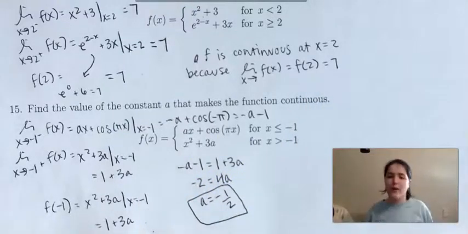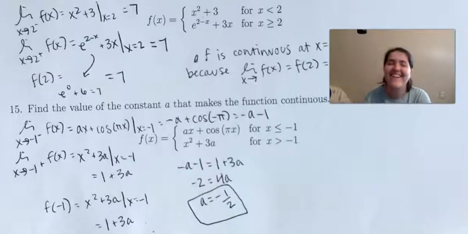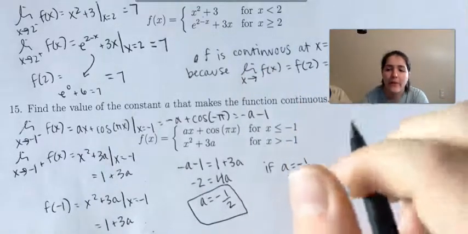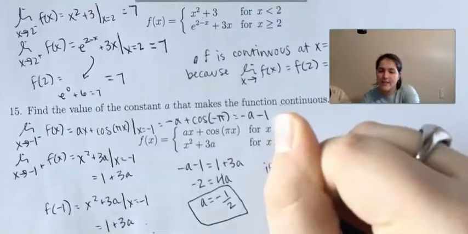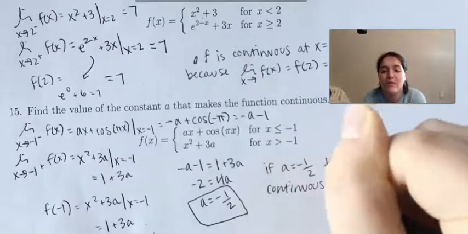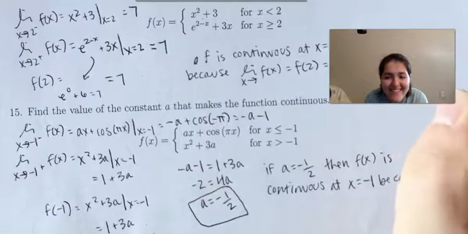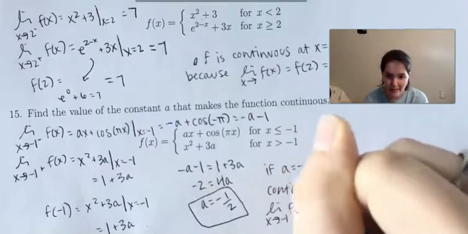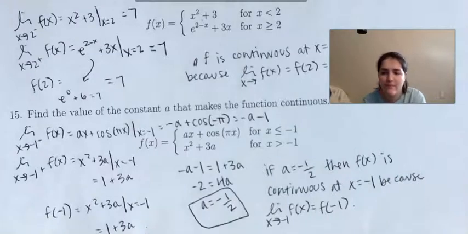Woo! And then we will write our nice little sentence. Wow, it took me a while. Okay, here we go. So if a equals negative 1 half, then f of x is continuous at x equals negative 1 because the limit as x approaches negative 1 of f of x is equal to f of negative 1. There you go. There is our sentence.